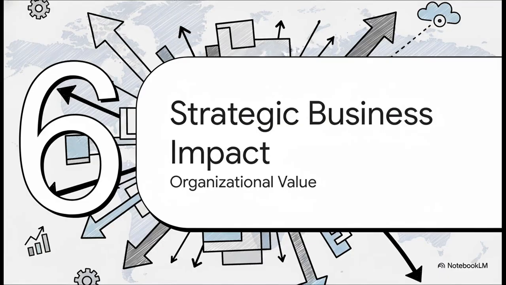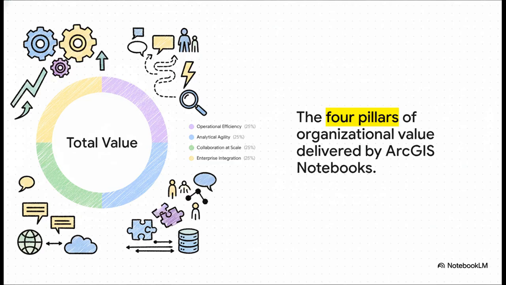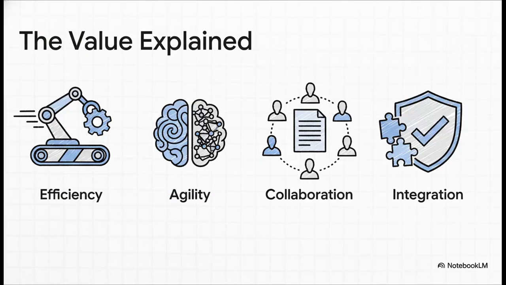So how does this all add up in the end? Let's zoom out and take a look at the bigger strategic impact for an entire organization. When we put all these capabilities and applications together, what's the ultimate payoff? You can pretty much summarize the total value with these 4 key pillars. It's not just about doing one thing well, it's about delivering these big improvements across the board in efficiency, agility, collaboration, and integration. So let's break that down.